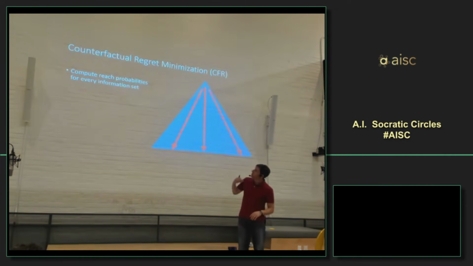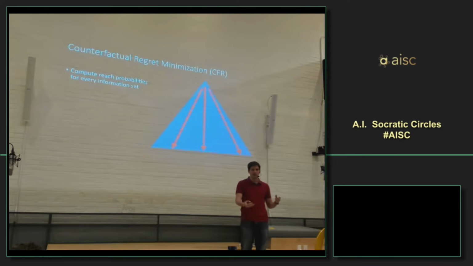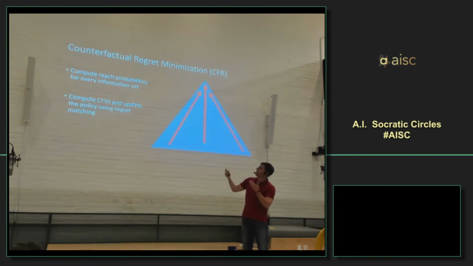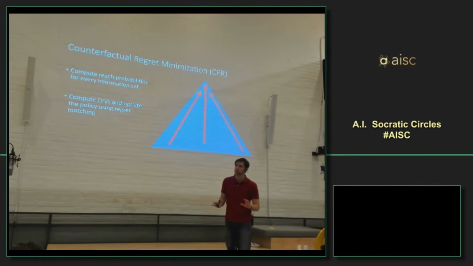So on the way down, you're calculating those pis that I showed before. You're computing the probability that I'm going to reach every state. And then on the way up, I compute those counterfactual values and update the policy using something called regret matching. I don't want to go into too much detail there, but the main thing is: go down, compute probabilities, go up, compute counterfactual values, and update your strategy. Okay, and you can just keep doing this, and in the limit, you're going to converge to the optimal policy.